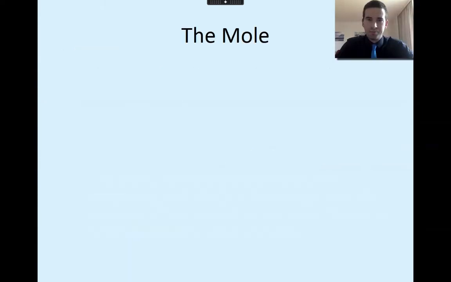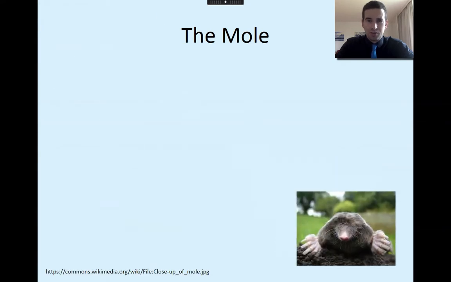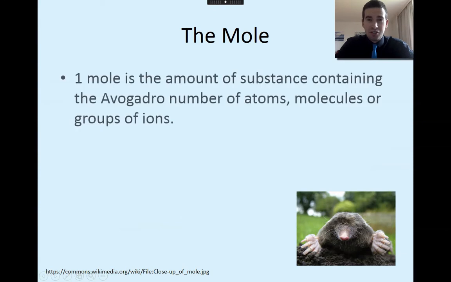So a mole. Now a mole is not a cute furry little creature, not in terms of chemistry anyway, but we will keep this guy here. This is our mascot for this lesson, Avogadro. Okay, so first of all, let's just get the definition out of the way, another one you need to learn. 1 mole is the amount of substance containing the Avogadro number of atoms, molecules, or groups of ions. So you can see by definition that is linked to something called the Avogadro constant, or the Avogadro number.